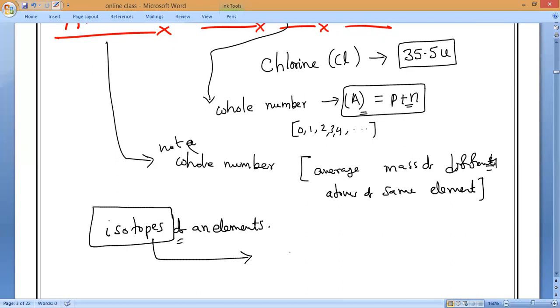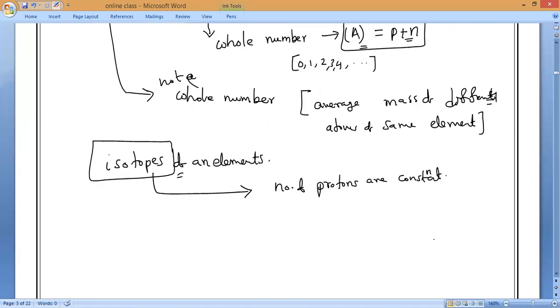All of you remember, now I am saying just the definition. The number of protons is constant. Constant means they are the same element or a different element? Same element. But the number of neutrons is not the same. Like this, we call them isotopes.